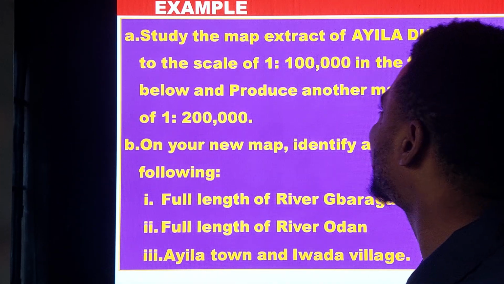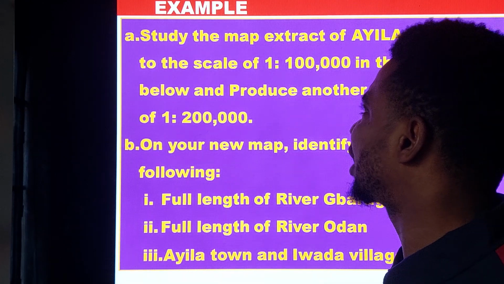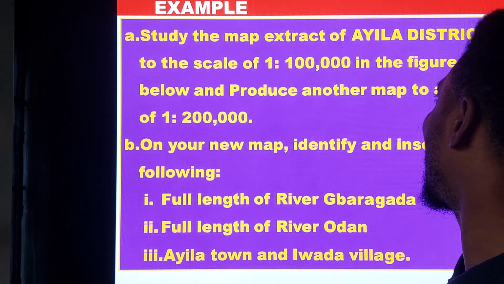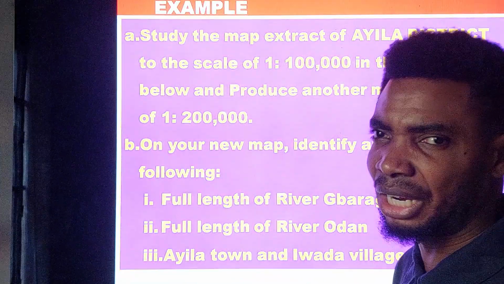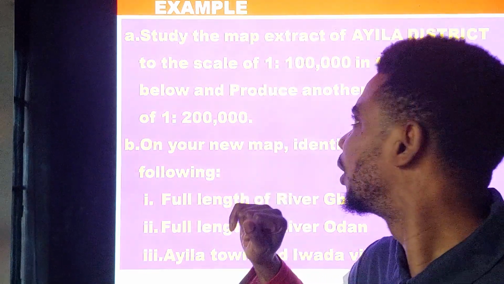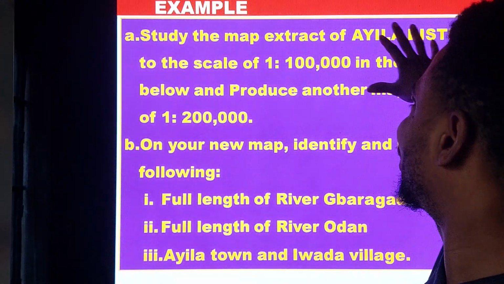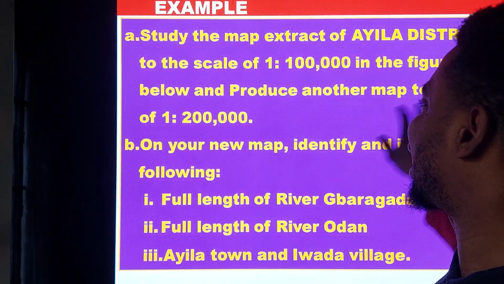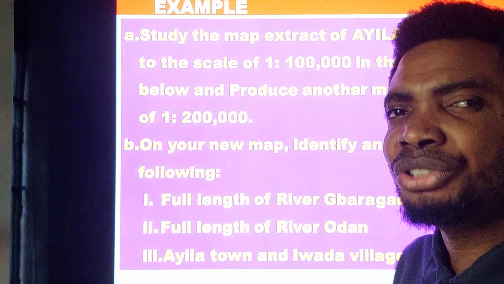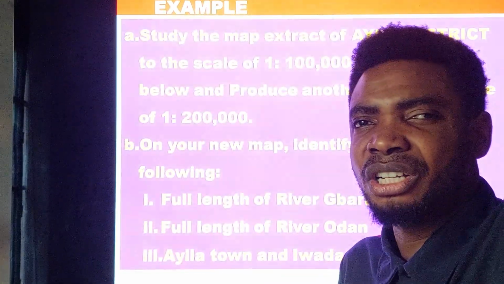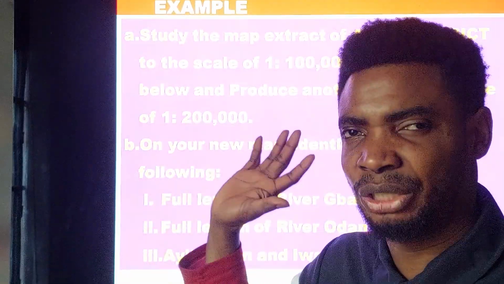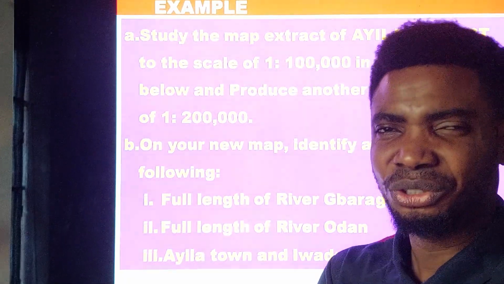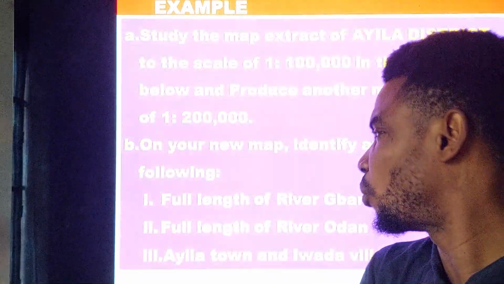Example: study the map extract of Ayila district to the scale of 1 to 100,000 in the figure below, and produce another map to a scale of 1 to 200,000. I want you to follow this. The scale of the map of Ayila district is 1 to 100,000. So you are required to produce another map to a scale of 1 to 200,000. Old scale over new scale: 100,000 over 200,000. That will give you 1 over 2. What do you think? 100,000 divided by 200,000 will give you 1 over 2.